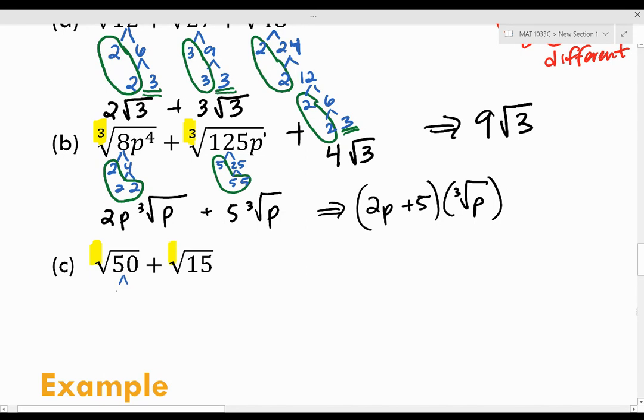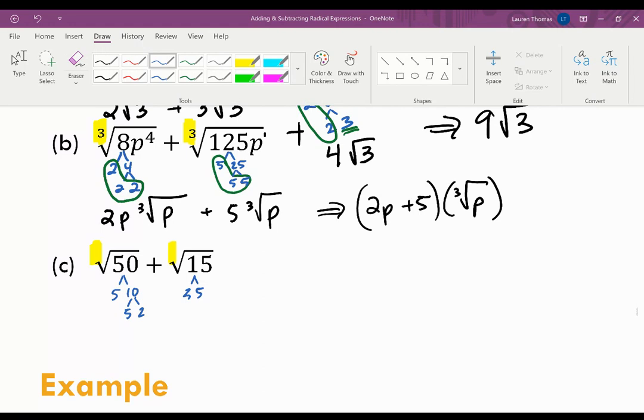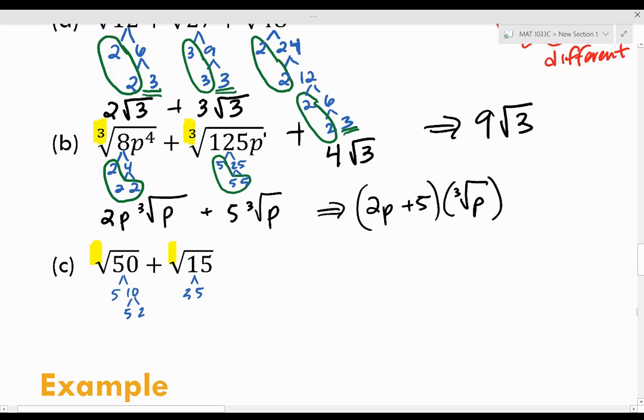So 50 can be broken down into 5 times 10, and 10 is 5 times 2, and 15 is 3 times 5. All right, so let's see if we can pull anything out. So in this first radical, all right, we have a pair of 5s that can come out. 2 doesn't have a partner, so it's going to have to stay underneath. And for the second one, you have 3 and 5. Nobody has a pair here, so nobody can come out of the radical. So when we go to write this answer, we're going to say it's 5 square root of 2 plus, we can leave the second one as a square root of 15 because nothing's simplified out, okay? So this is going to be our final answer.